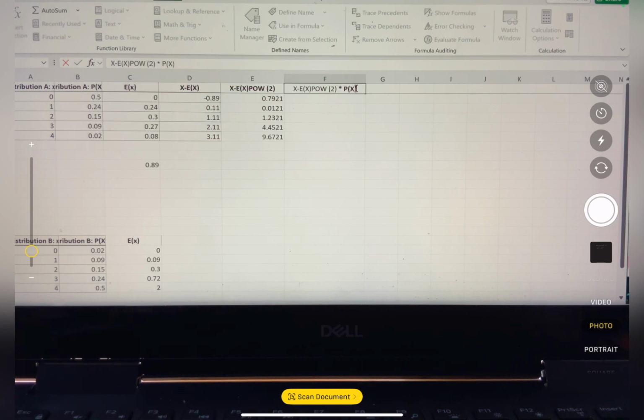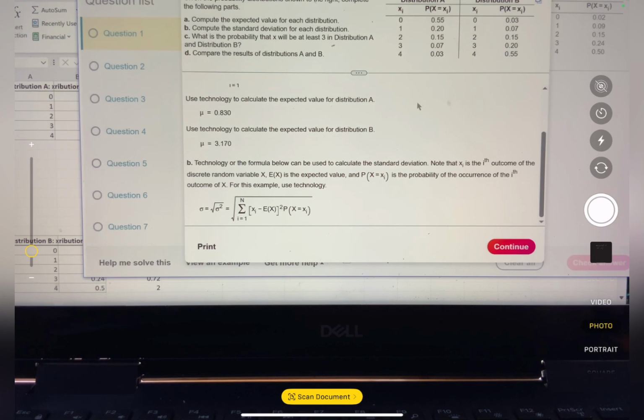Probability of x. So I'm taking this number, right? Subtraction. We put the equal sign, clicking on this, and then we're multiplying by the probability, which is this one. Okay, dragging down, and I got it for every single data point. Next we need to summarize, which is here, sum. And after I sum, I'm going to take the square root.